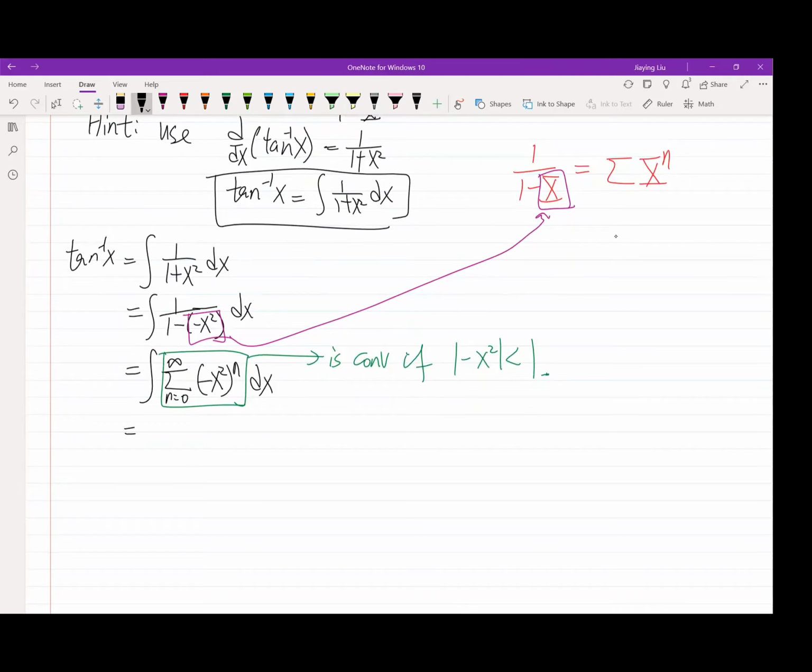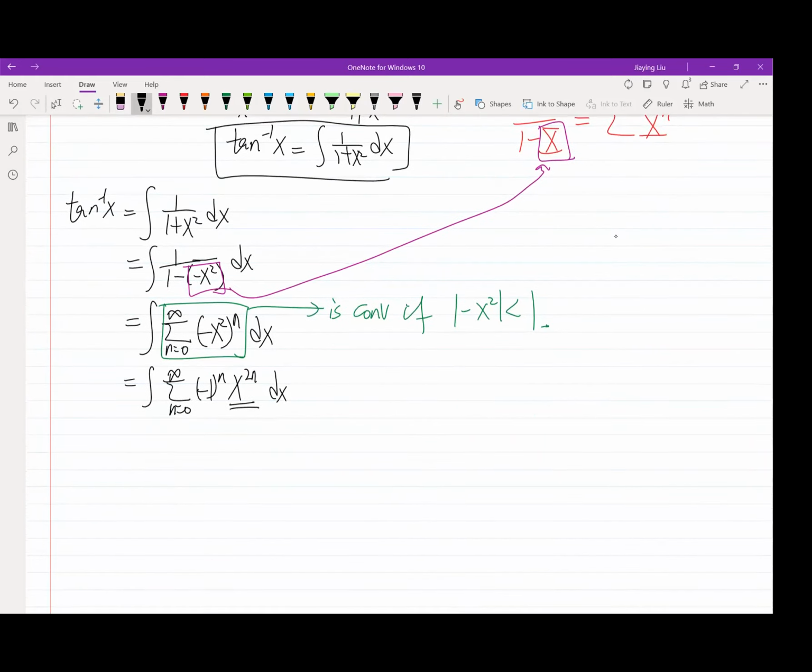And the next step is I'm going to separate the negative 1 from the x squared. So I have the integral, sigma n from 0 to infinity, negative 1 to the n, x squared raised to the n, which is x to the 2n, dx. Because now when I integrate, I will only think about x to the 2n. I don't need to think about negative 1. It's a constant.